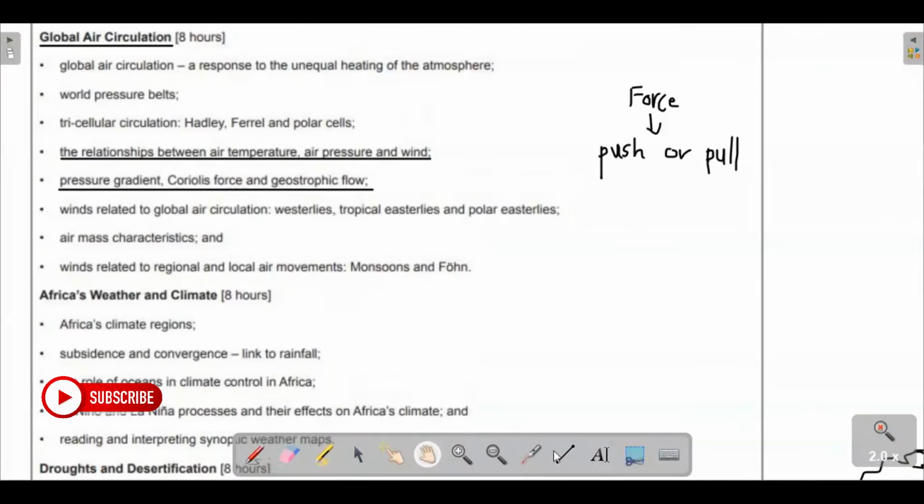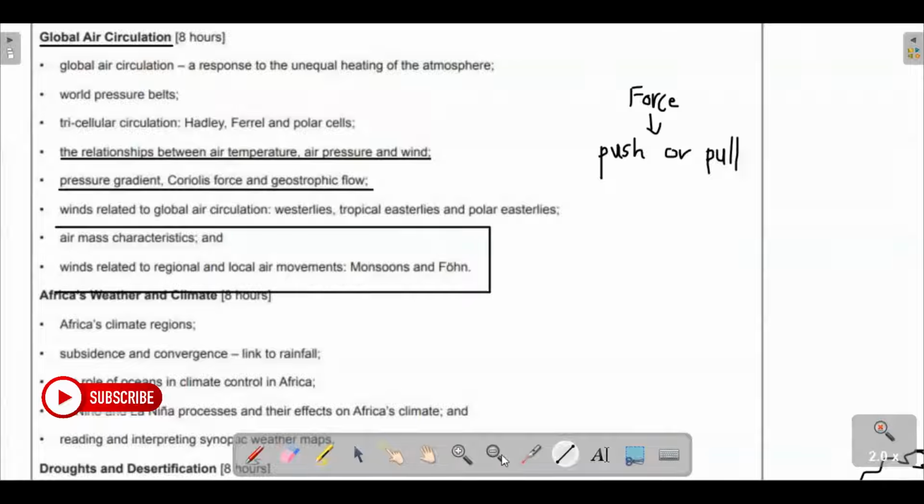In the next video now, we will be covering the major winds: the tropical easterlies, polar easterlies, and westerlies. We'll be talking about the world pressure belts. We'll be talking about the tricellular circulation: Hadley, Ferrel, and polar cells. So we'll cover a lot in the next video. I'm actually going to just combine all of that, and then we'll just be left with air mass characteristics as well as winds related to regional and local air movements.